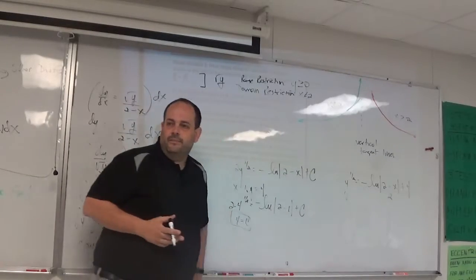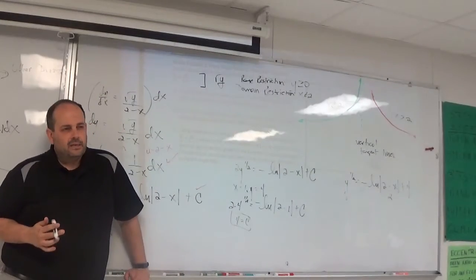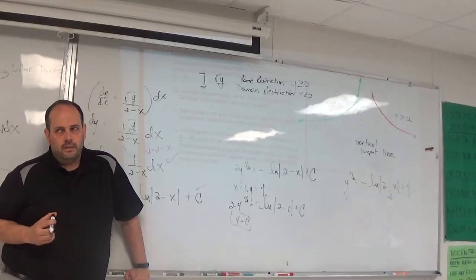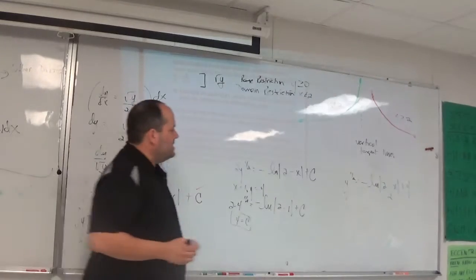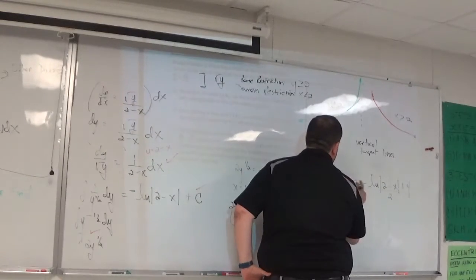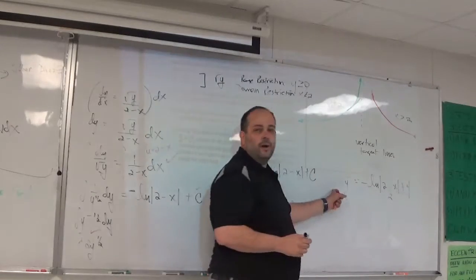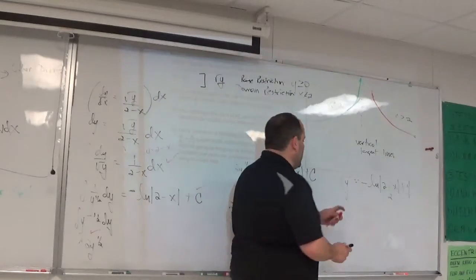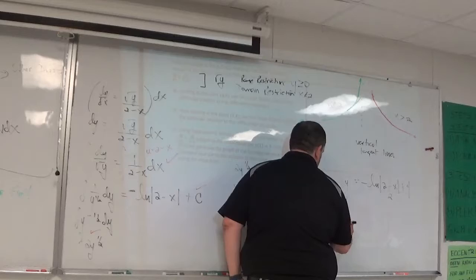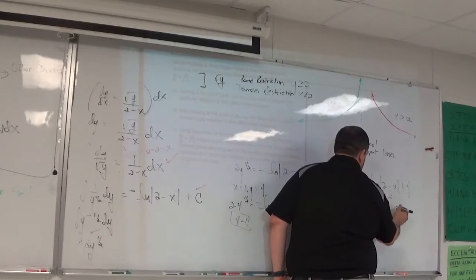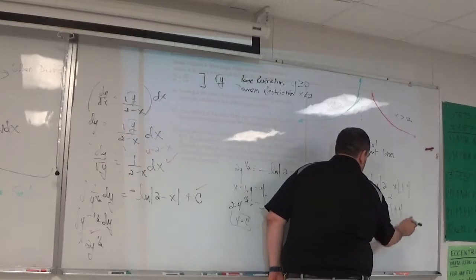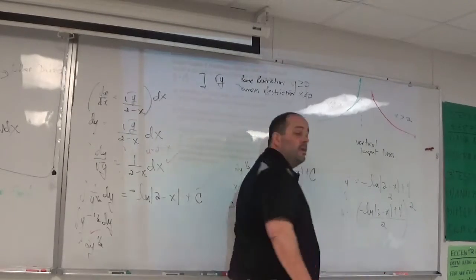I love it. And the last thing, square root both sides or square both sides? Right, this y to the 1/2 already means square root. To solve for y, you're going to square both sides. So y is negative natural log, absolute value 2 minus x plus 4, divided by 2, the whole thing squared.